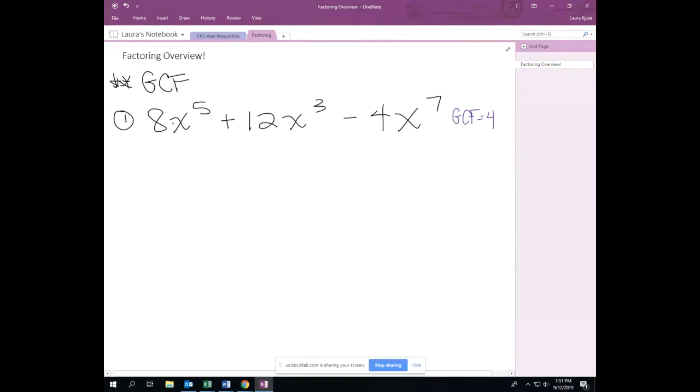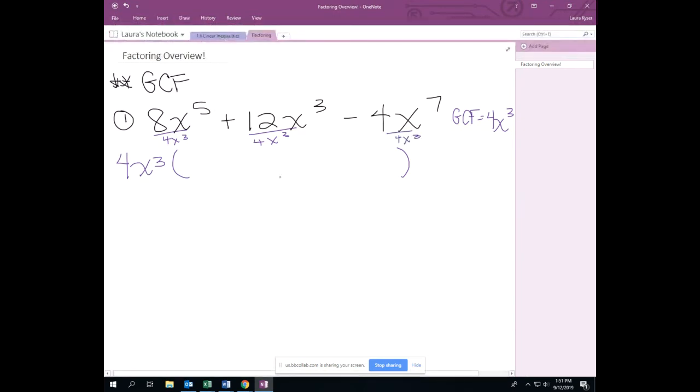And then I consider the variables separately. And as long as all of the terms contain the variable, you take the lowest power that you see. So in this case, it would be x cubed. Now, the notation when you factor out a greatest common factor is to put the GCF in the front of a parenthesis and then fill the parenthesis up with the quotient that you get when you divide it out.